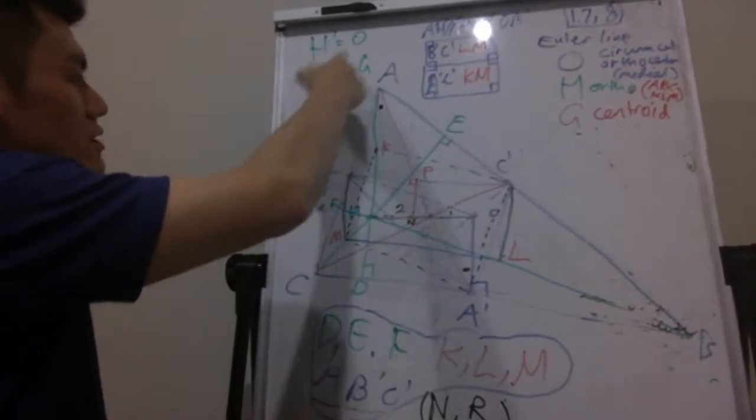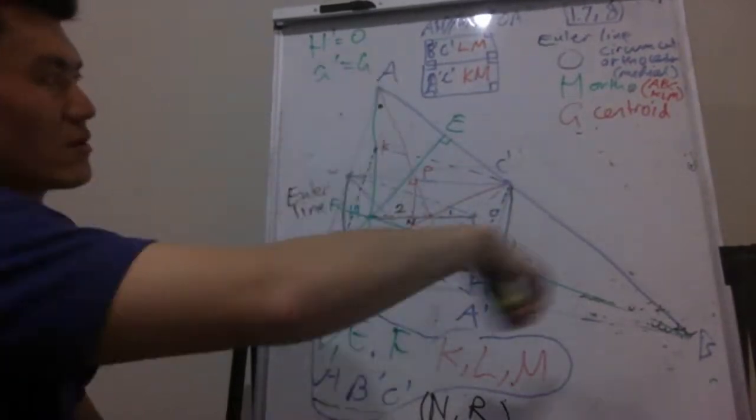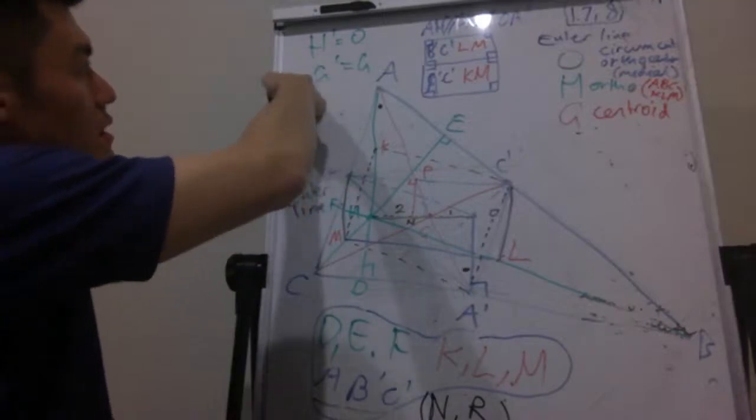Here this is saying the centroid of the medial triangle is the same as the centroid of the big triangle. That's G equals G dash.